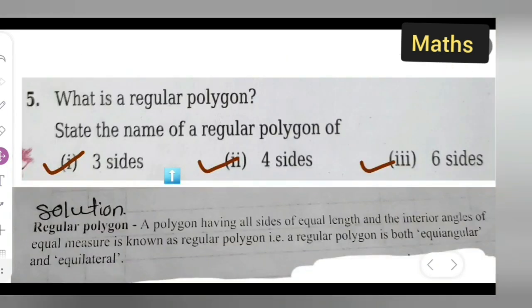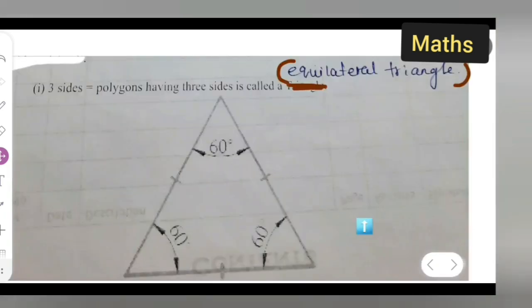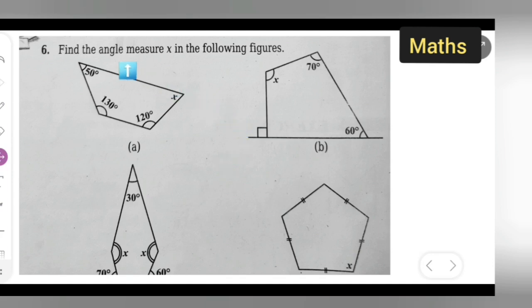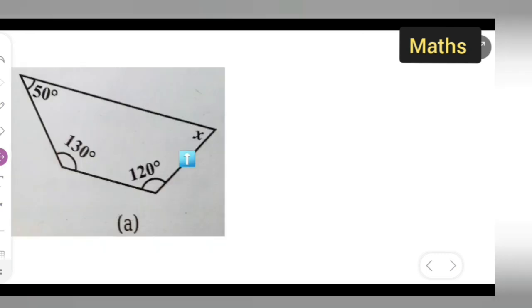So we are done with the third one also. I hope you have understood. Now you can take down question number 6. Find the angle measure x in the following figures. That is, we need to find this angle x over here. So let us see, what is given? 50, 130, 120 and x. So the sum of a quadrilateral's angles is nothing but 360. We know that, right? So write down.